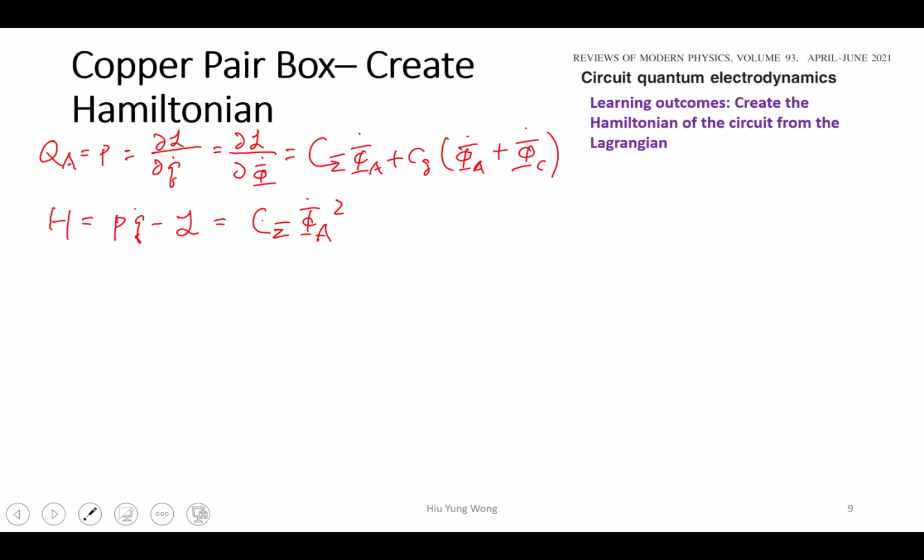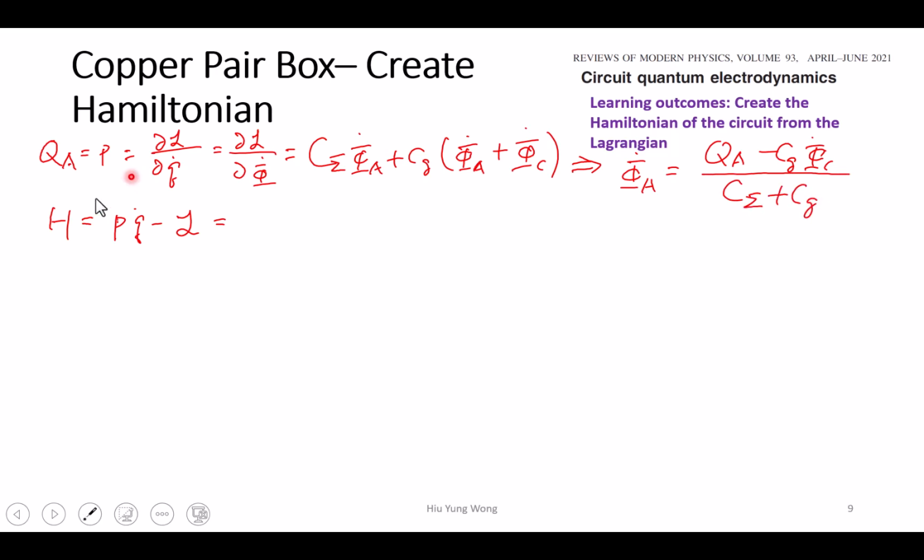We want to keep the momentum and remove the velocity. So I again make a mistake like what I did at the very beginning last time. What I need to do now is get this Q_A. I need to find a way to substitute phi_A dot. So this one is equal to Q_A minus C_G phi_C dot, the whole thing divided by C_sigma plus C_G.